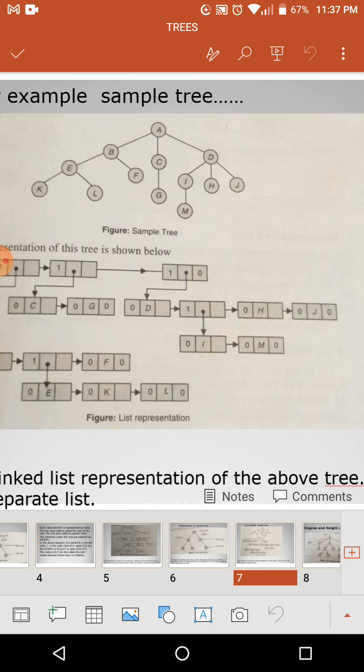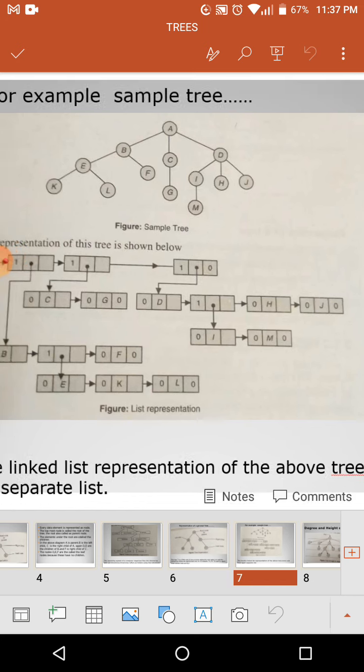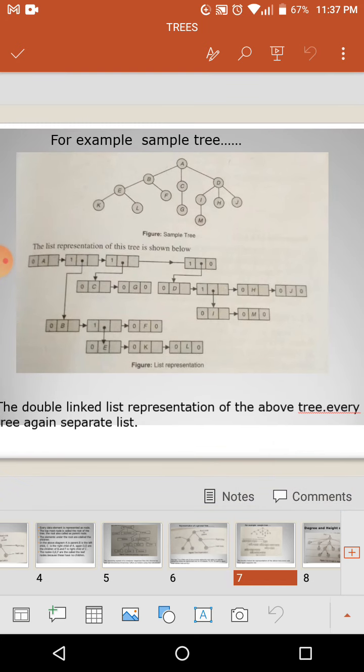So I is represented. Look at the arrow marks given, and how the data will be linked here. D has three children I, H, J. I is one of the subtrees, and the remaining two nodes H, J will be represented, and at the last we have to represent it by the null value. Okay, this is the tree representation using the linked list fashion, using a double linked list here.